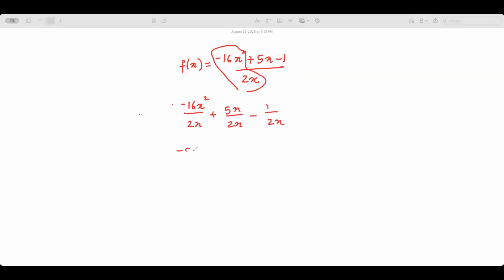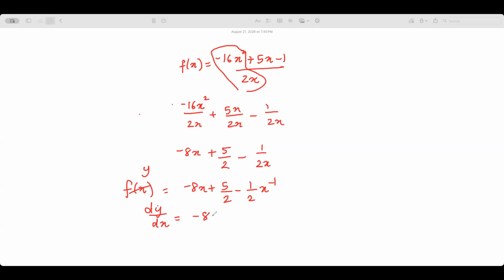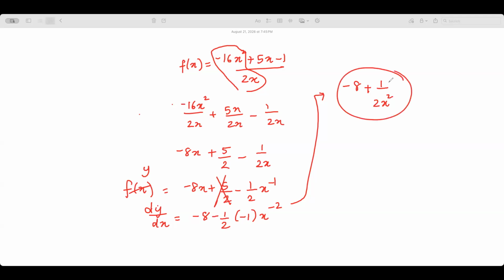Here this becomes minus 8x plus 5 by 2 minus 1 by 2x, correct? But let me rewrite it: plus 5 by 2 minus 1 by 2 x power of minus 1, right? That is f of x. Let's say this is y. dy by dx will be what? Minus 8. This one becomes 0 when you differentiate. Then minus half you write. Then you bring the minus 1, x power of minus 2. How do you rewrite it? From here we'll write it: minus 8 plus half x square comes down. That's your answer. Did you get it?